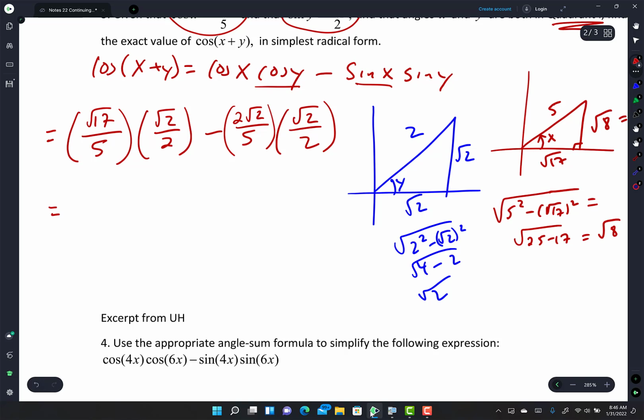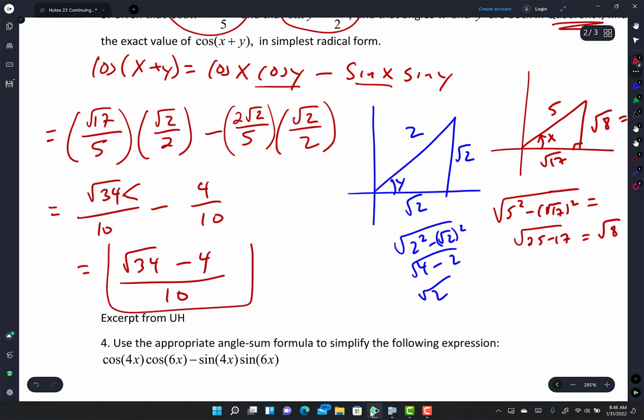17 times 2, and that's square root of 34. Square root of 34 over 10 minus 2 times 2, that's 4 over 10. Does the square root of 34 break down? I'll tell you real quick. Square root 34, nope. So your final answer is square root of 34 minus 4 over 10. How do we feel, guys? Pretty easy? Yeah, it's not that bad at all.